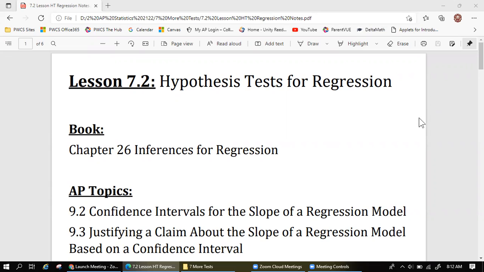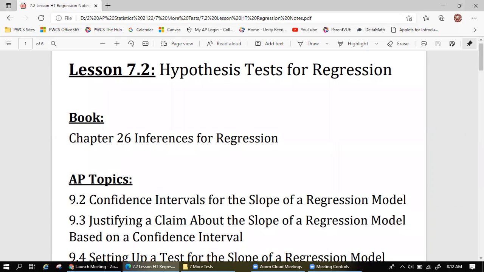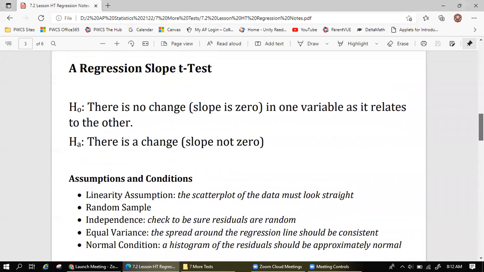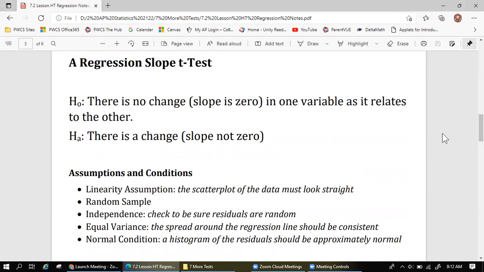We probably won't go as in depth on this one as we did for the previous ones, but just to give you an idea of what a hypothesis test for regression will look like. So as always, we need hypotheses. We're going to be making judgments based on the slope. The slope is what relates the two variables, that shows some sort of change in one variable as it relates to the other. And so we will go into a t-test for a slope.